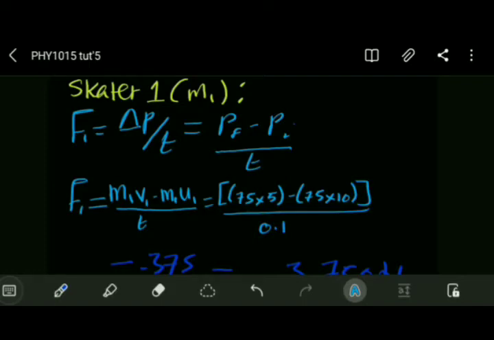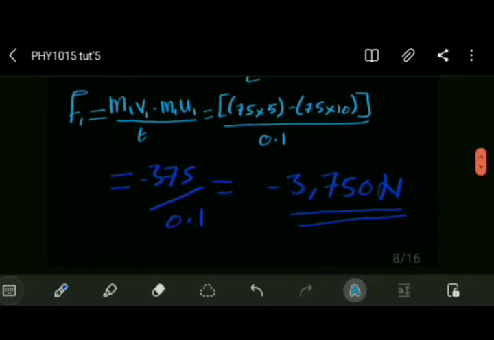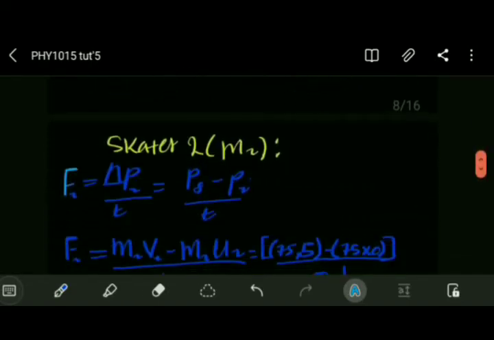Okay, simply substituting the values here, nothing very tricky. So if we multiply and subtract there on top, we're going to have minus 375 over 0.1, giving us a force of minus 3,750 newtons. Okay, so this is the impact force on M1. The first skater experiences a force of negative 3,750 newtons.